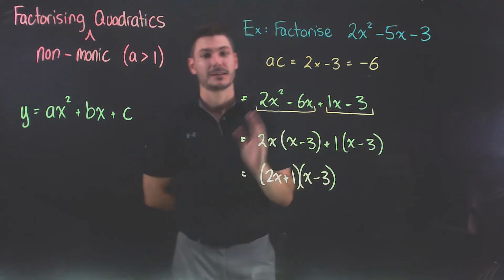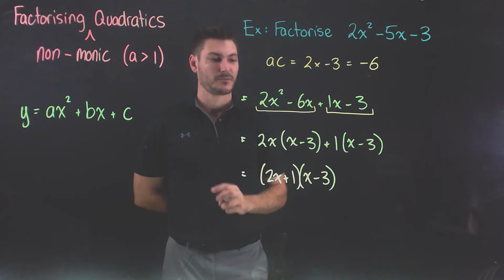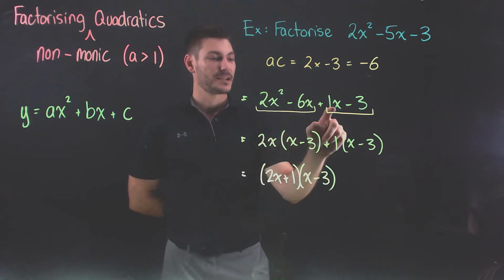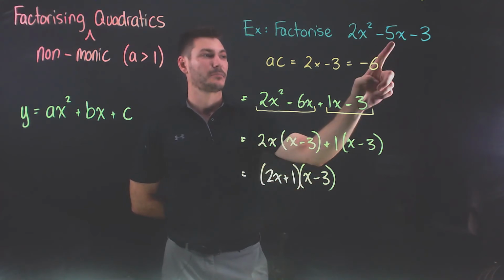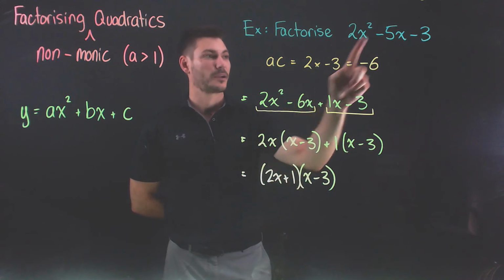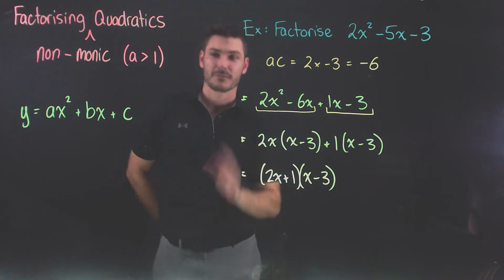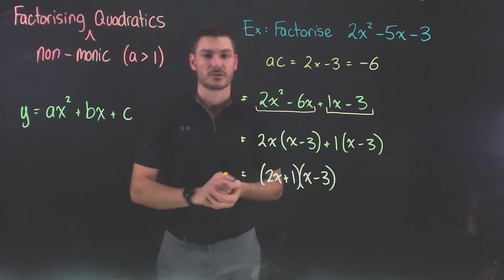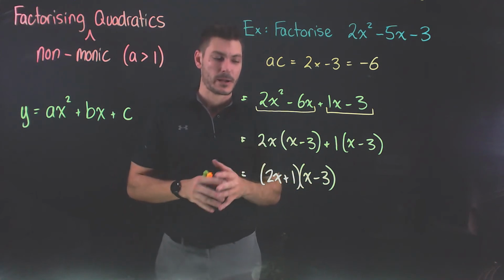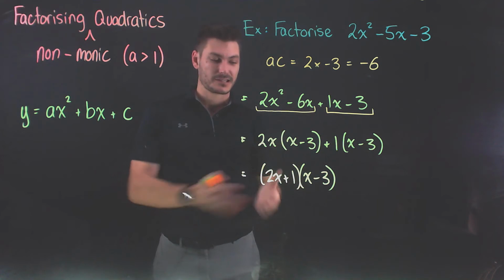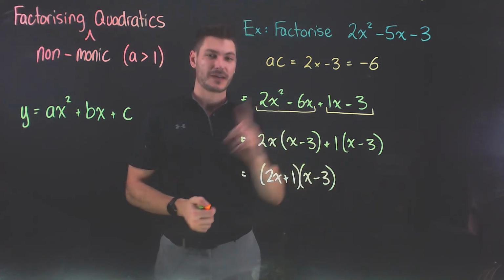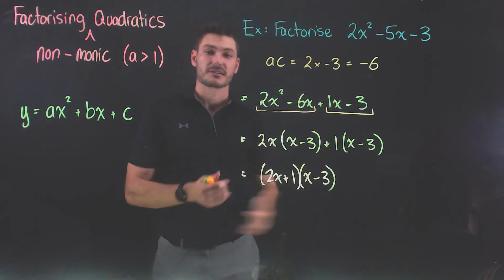And finally, if we continued working back all the way to the end, if we were expanding, the minus 6x plus the 1x are going to combine into the minus 5x, so we get 2x squared minus 5x minus 3. So really, my recommendation for factorising non-monic quadratics, if it's possible of course, is to reverse the expansion process, and we do that by following the process I just laid out here.